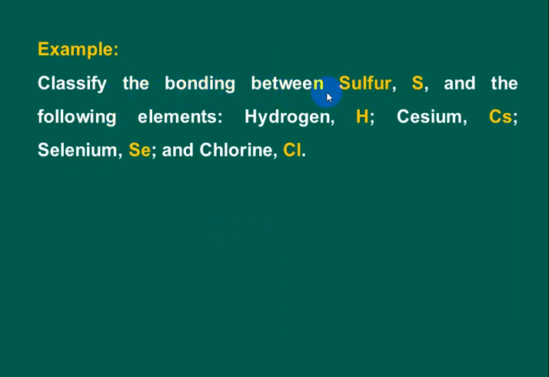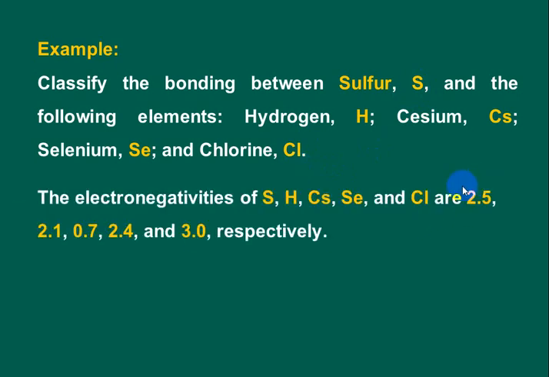Classify the bonding between sulfur, S, and the following elements. Hydrogen: what's the type of bond between sulfur and hydrogen? Cesium: the type of bond between sulfur and cesium. Selenium: the type of bond between sulfur and selenium. And finally, chlorine: what's the type of bond between sulfur and chlorine? If you know that the electronegativities of sulfur, hydrogen, cesium, selenium, and chlorine are 2.5, 2.1, 0.7, 2.4, and 3.0 respectively.